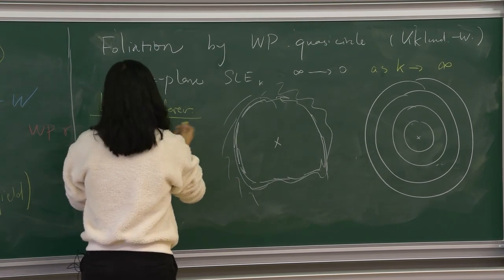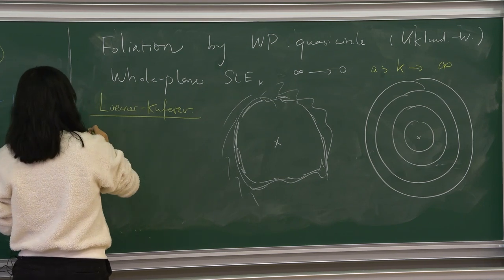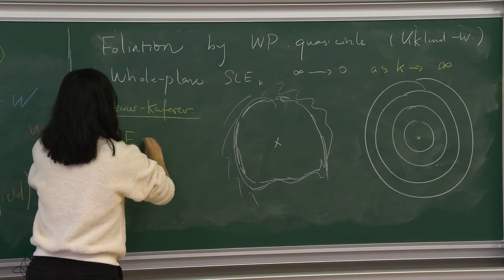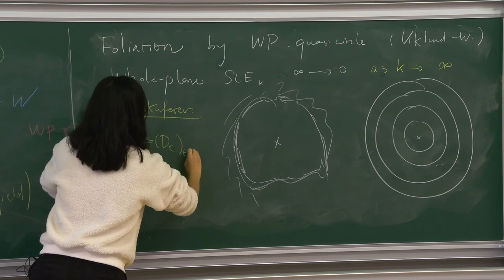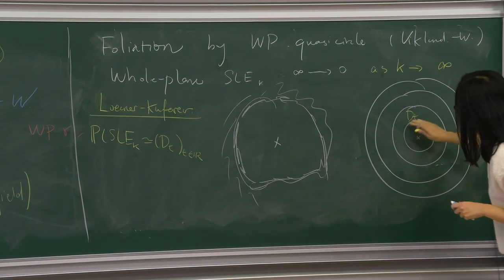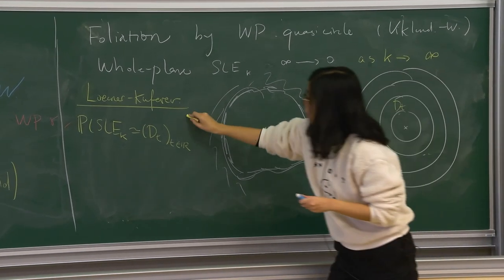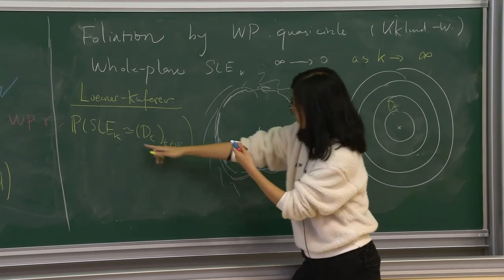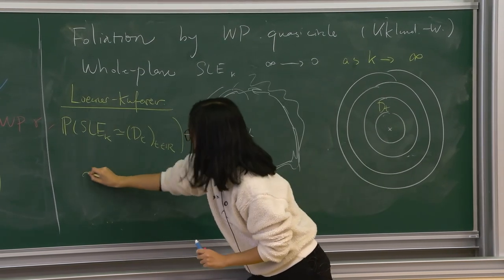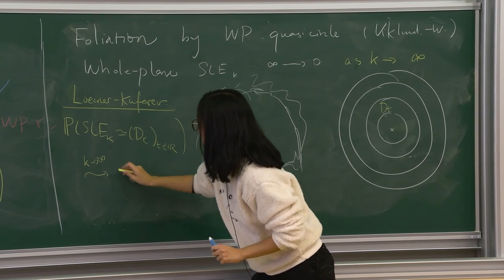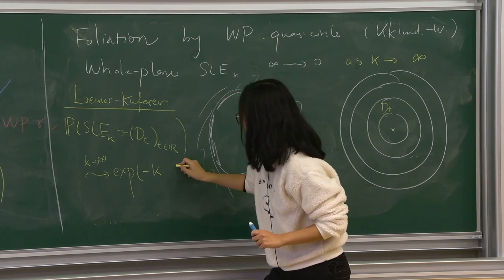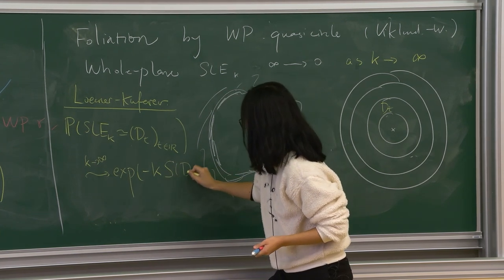Roughly speaking, with this large deviation principle, you just say, okay, the probability of SLE kappa being close to this family of evolution D_t, where for each process it's shrinking. This D_t is a shrinking family in the complement of SLE. When kappa goes to infinity, this is something like exponential minus kappa times an energy that we define.